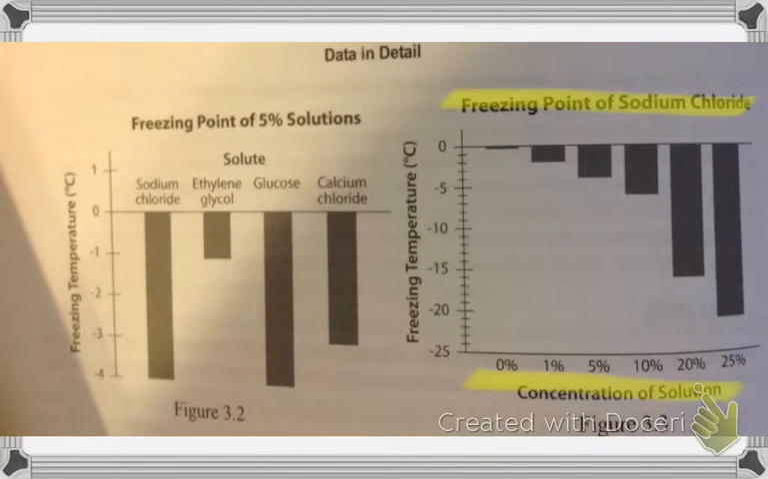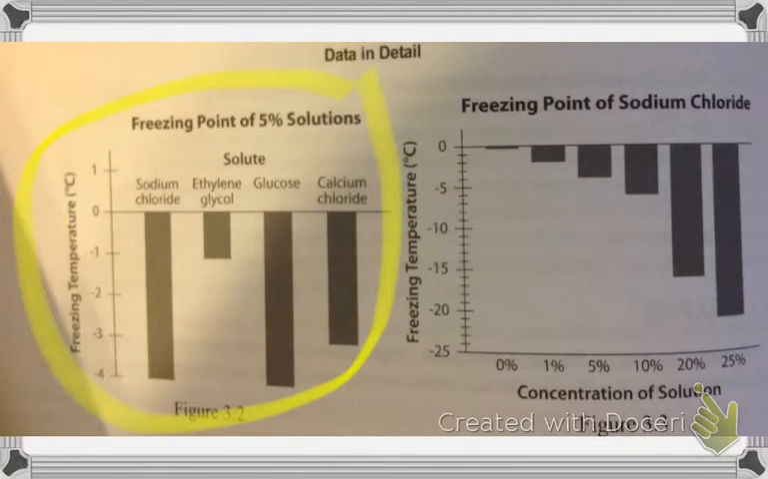So if we look at the table on the left here, and we're talking about which samples have the lowest freezing point for 5% solutions, we'd say sodium chloride and glucose. And those are because those are at -4 degrees Celsius.